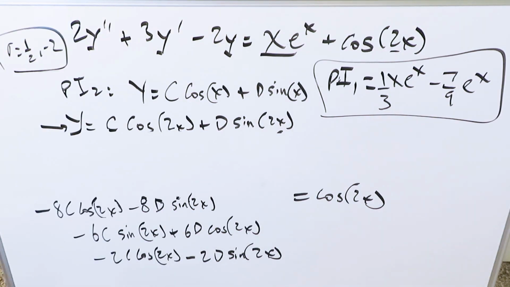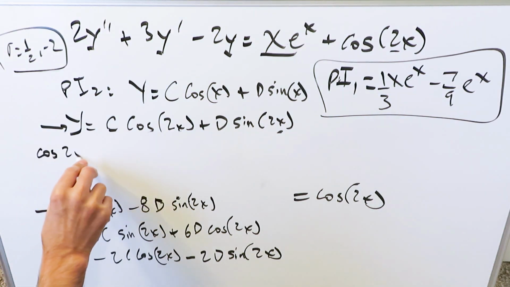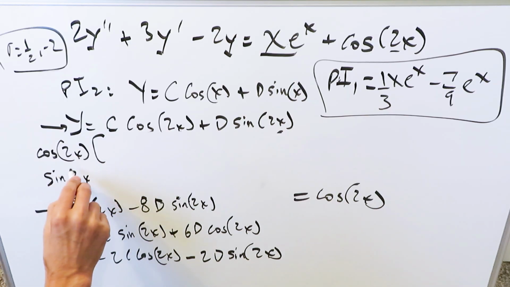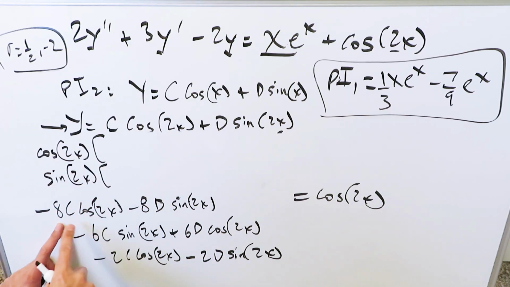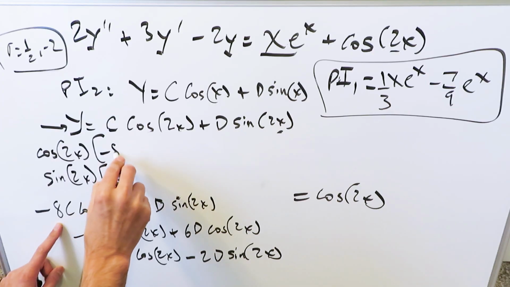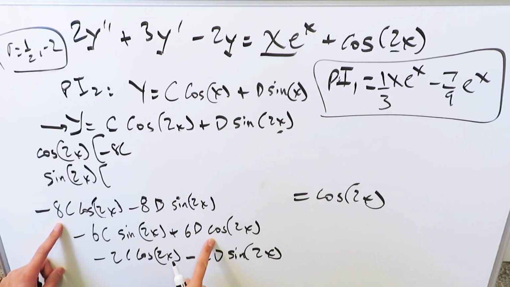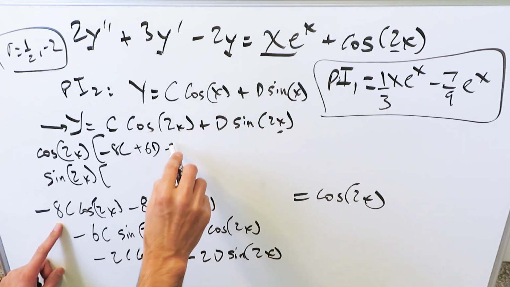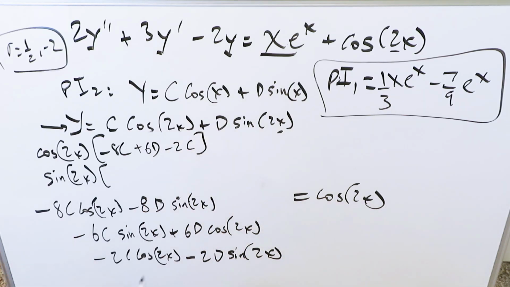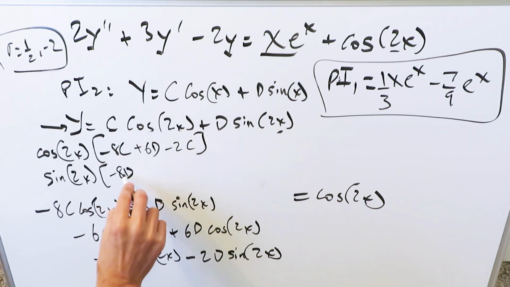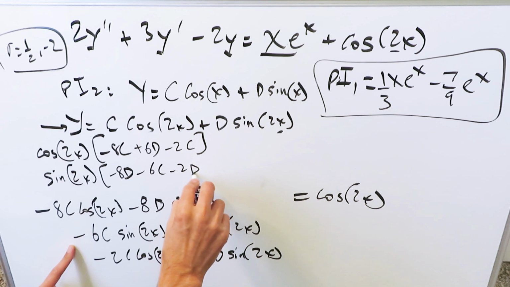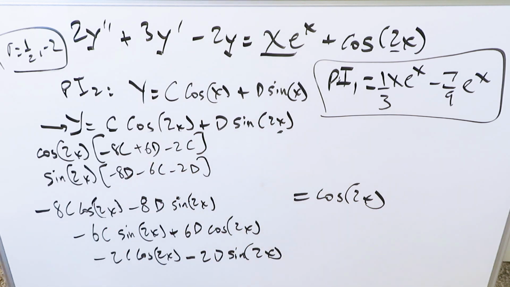So what do we do from here? We're going to look for our cosine 2x terms, and we're going to look for our sine 2x terms, and we have to isolate the items that are involved with them. My cosine 2x here has a minus 8c. Here my cosine 2x has a plus 6d, and here my cosine 2x has a minus 2c. My sine 2x terms has a minus 8d, and again it's lengthy and it's complex. My sine term here is a minus 6c, and here I have a minus 2d. Now when I look at these items I can simplify them.